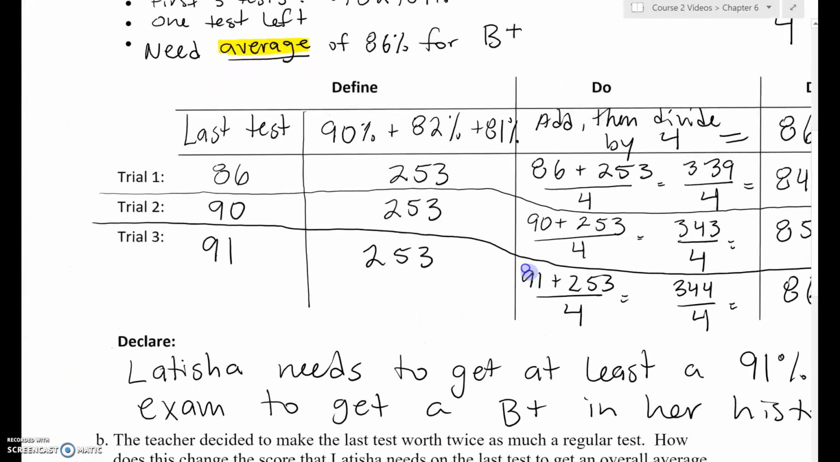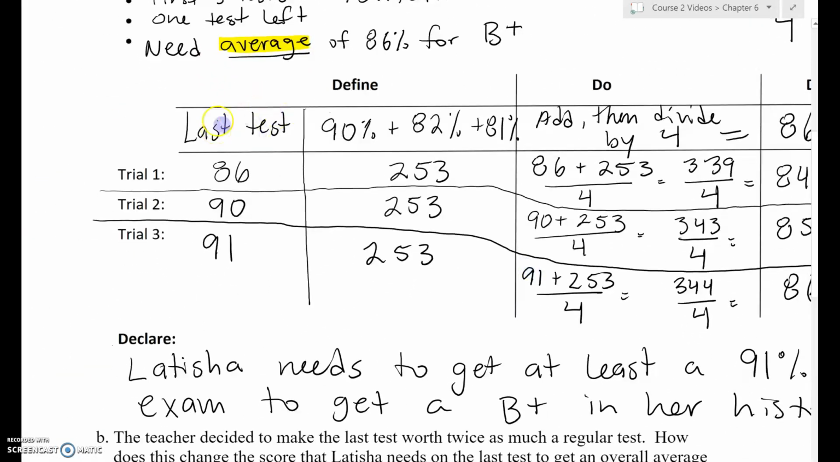So then I said, okay, let's define. The last test is the only thing that we're interested in. We already know that these are locked in: a 90, an 82, and an 81. So altogether, we got 253%. We could find the average of that, but that's how many percentage points we got, right? We didn't get over 100%; over those 3 tests, that would be out of 300%. That's what we got. So I said, well, what if we just try 86?